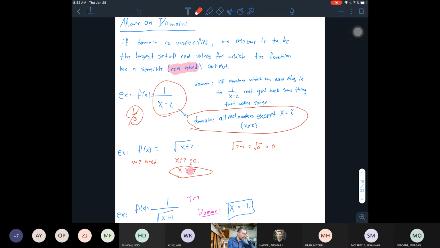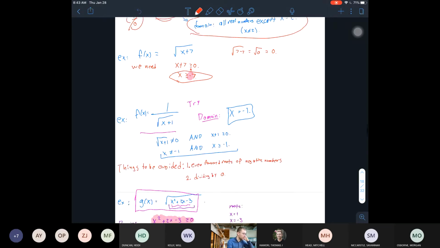Okay, so we had to avoid things which would be nonsensical, such as dividing by 0 or taking the square root of a negative number or an even-powered root of a negative number. So we had to make sure that if we have a square root, we need to exclude any x values which would cause whatever's underneath the square root to be negative. And if we have a fraction, we need to exclude any x values which would cause the denominator to become 0. So that was the domain.